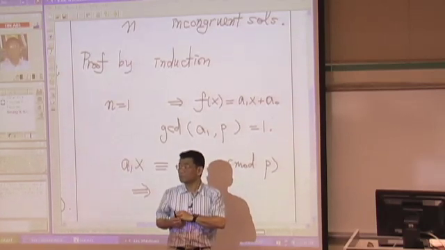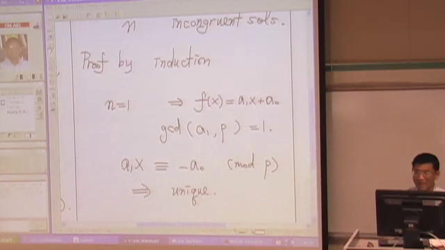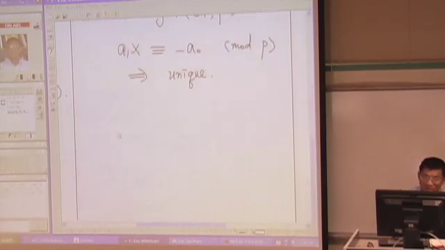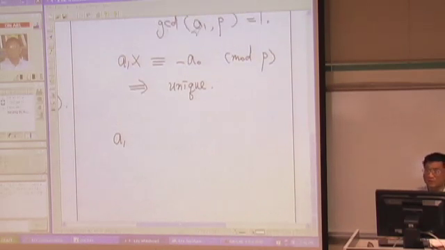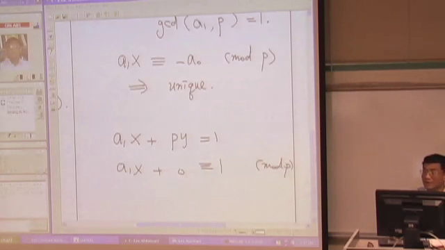Any questions or not? I might have mentioned this at least 10 times before. What is the mathematical expression of GCD(a1, p) equals 1? It is a1x plus py equals 1, right? Do you see it? With mod p, we can say that a1x is congruent to 1, right? Mod p. So I already proved it, and then multiply both sides by what? Multiply x by negative a0.